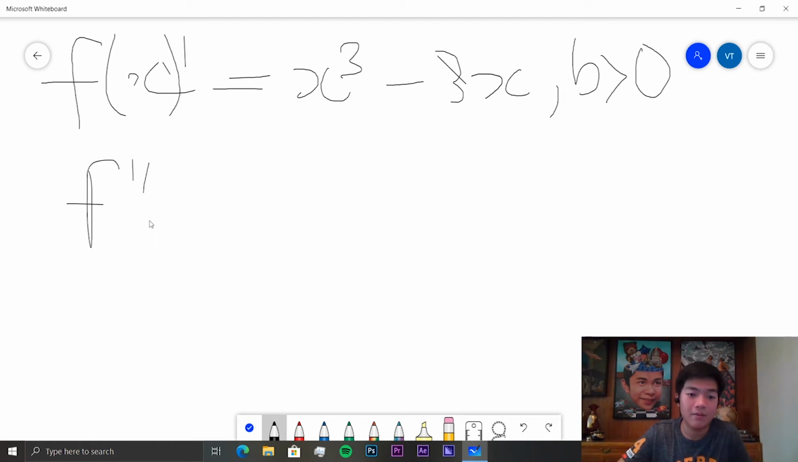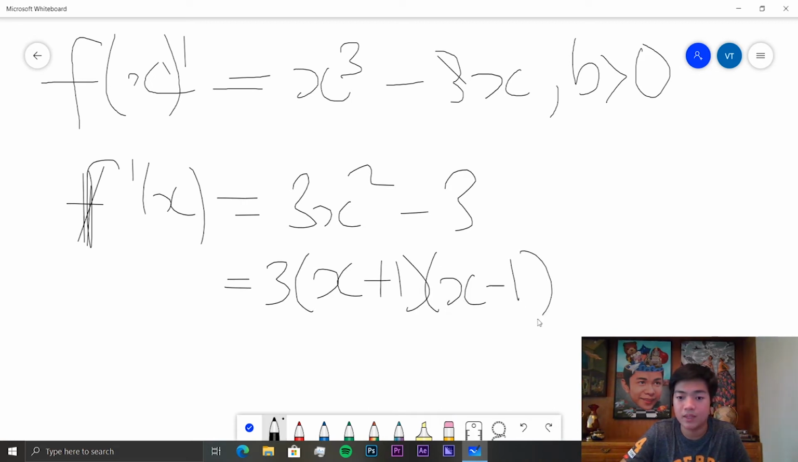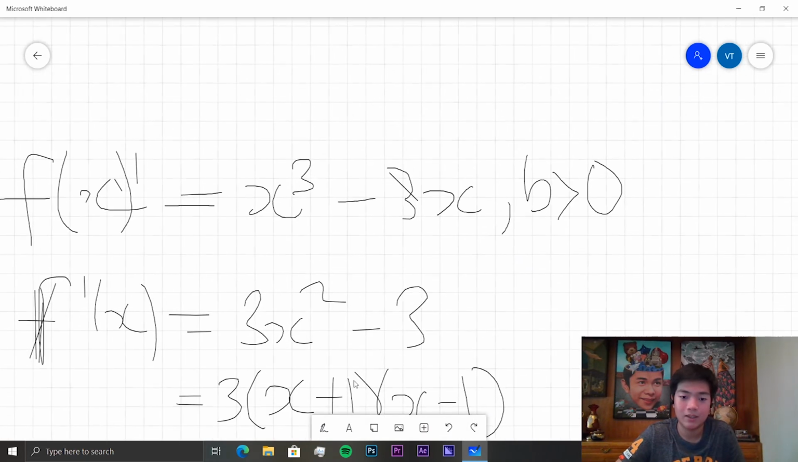F prime will be equal to 3x squared minus 3. This is equal to x squared minus 1, so that's equal to x plus 1 times x minus 1. So we will have turning points at both x equals negative 1 and x equals 1. And we need to get the coordinates, so let's just substitute these into here.